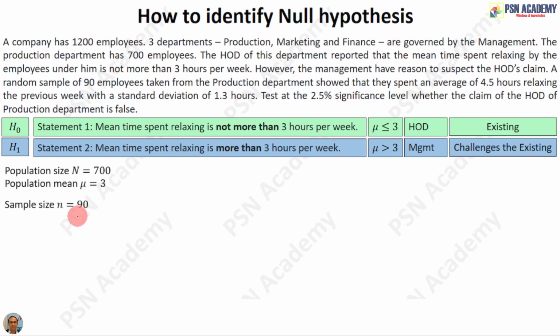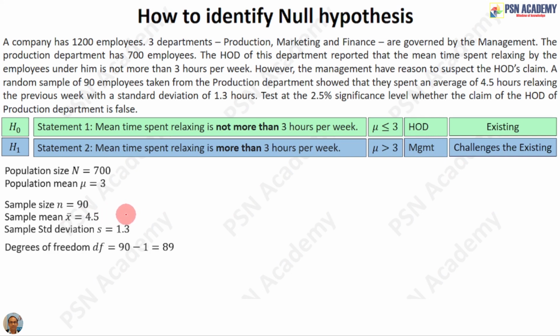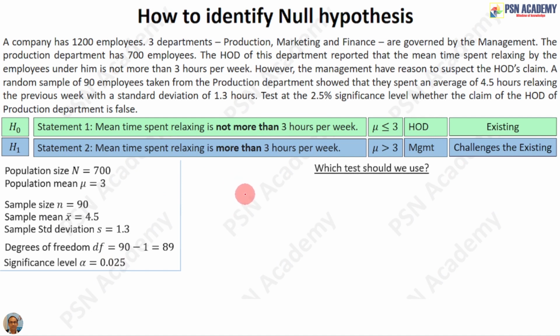Our sample size small n is 90, sample mean x bar is 4.5, and sample standard deviation is 1.3. Now we have the degrees of freedom as 89, which is small n minus 1, and we have a significance level of 0.025, which is equivalent to 2.5% here. Now, which test should we use?